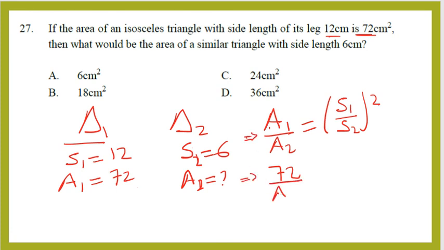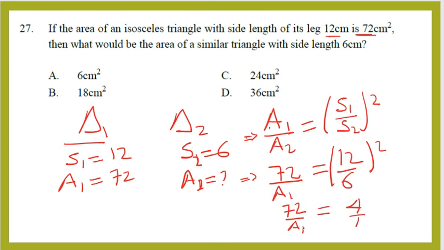72 over area 1 is equal to S1, which is 12 over 6, the whole square. 12 over 6 means it is 2. When you square it, it will be 4. So 4 over 1 is equal to 72 over A1.